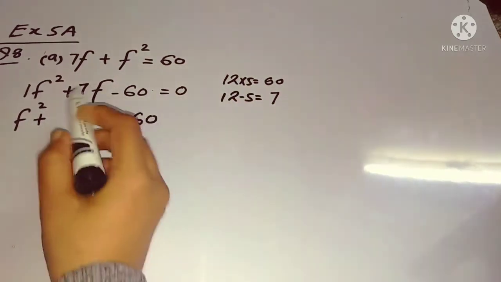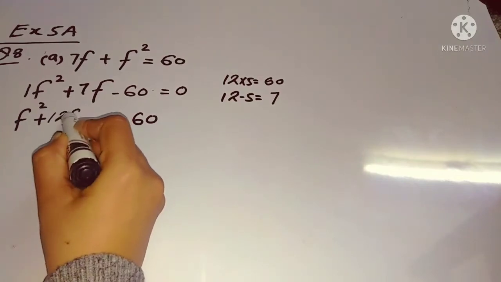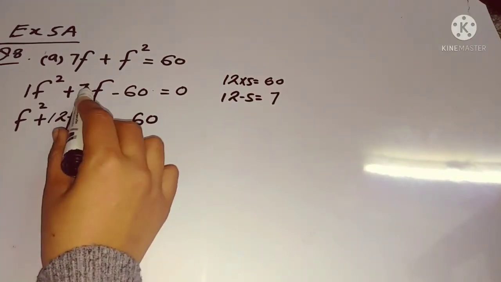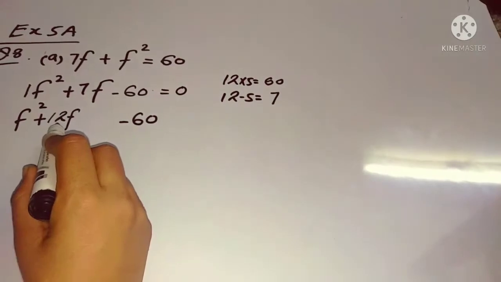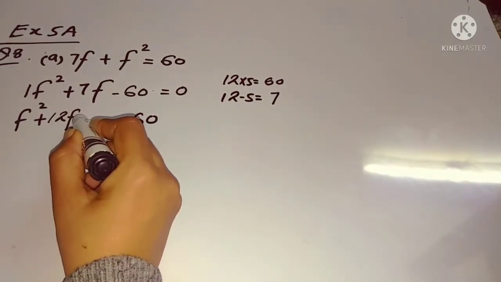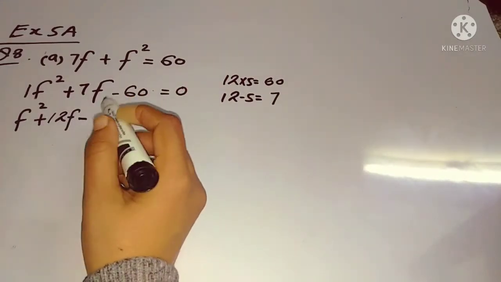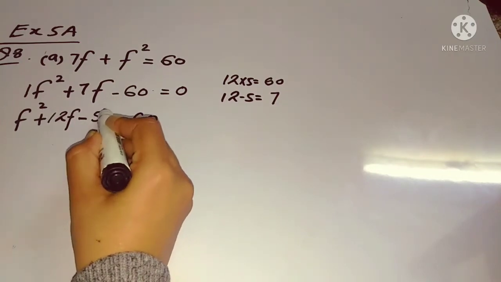The bigger factor is 12, so first you write down 12. Now since you have to choose the other sign, what should be the other sign so that you can get 7? When you subtract 5 from 12, you will get 7, so the sign should be minus, because plus minus is minus. And when you subtract 5 from 12, you will get 7.